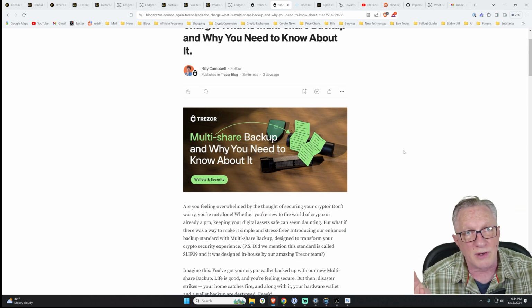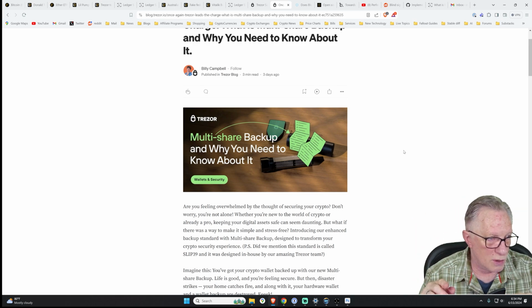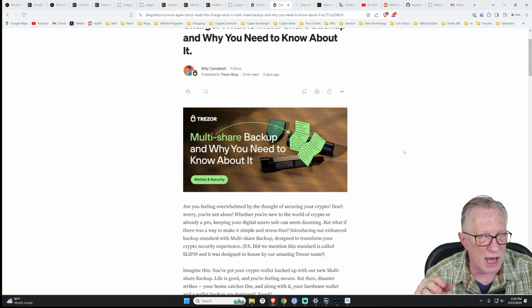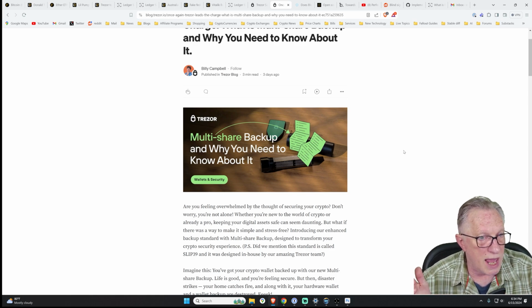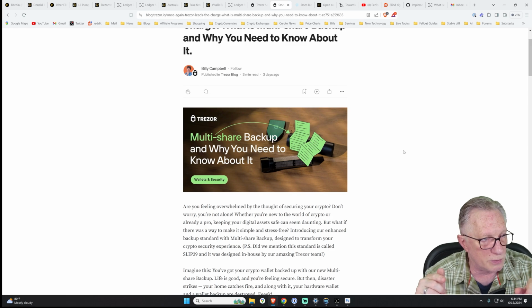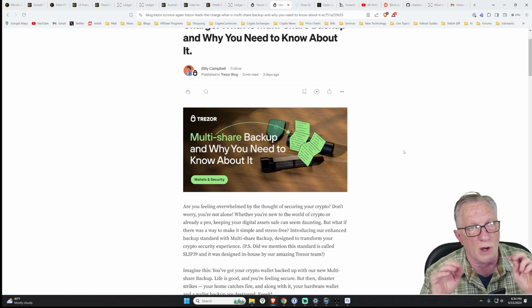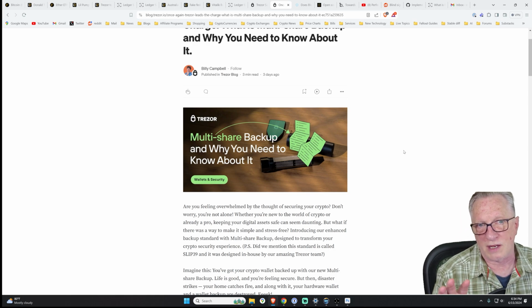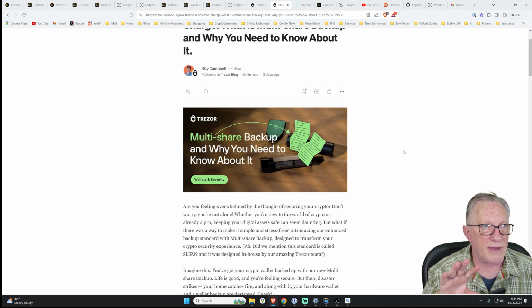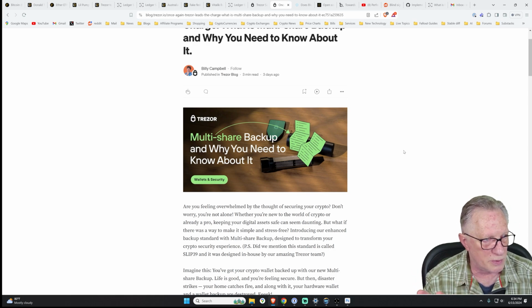You could do seven, where you only need five of seven to restore, so that if one or two of them got damaged or lost, you'd still be able to reconstruct and gain access to your crypto, as long as you still had that threshold, right? As long as you still had five out of your seven, you'd still be able to restore.